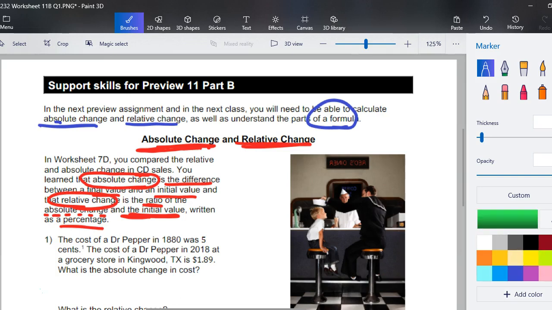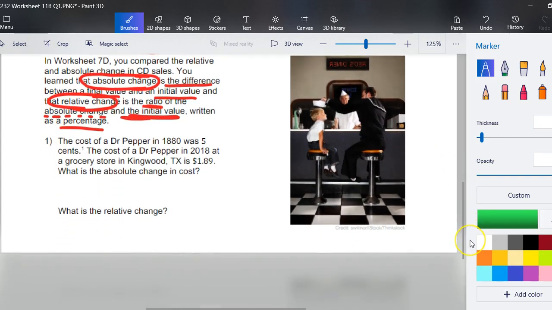So now's the time for you to hit pause. Go ahead and answer question 1, and then come back and we'll look at this and more together.